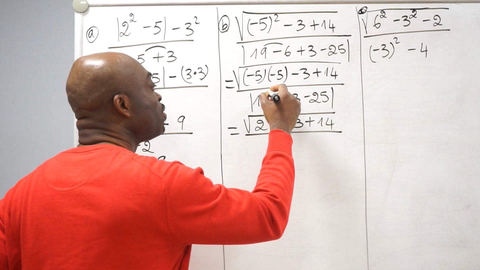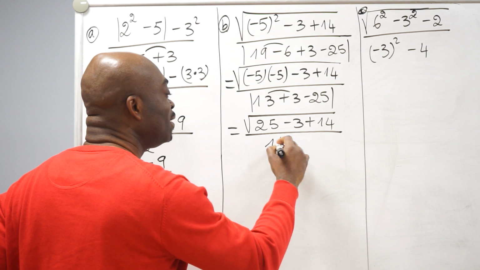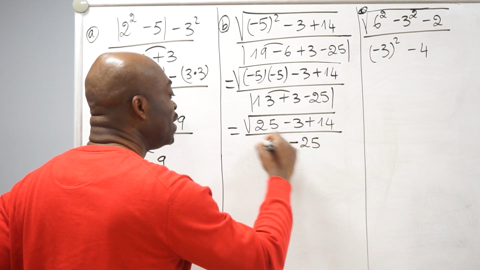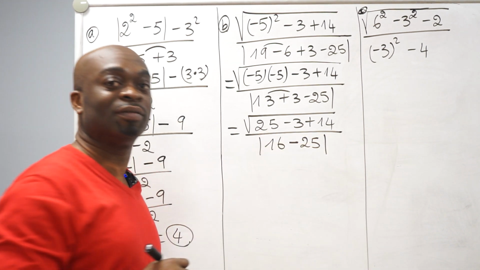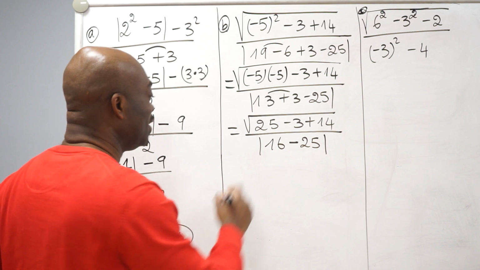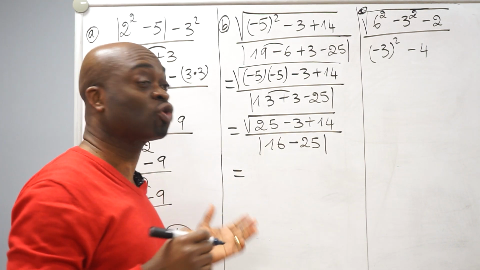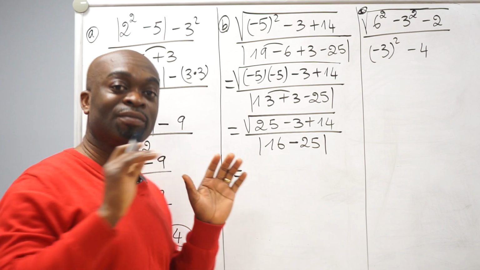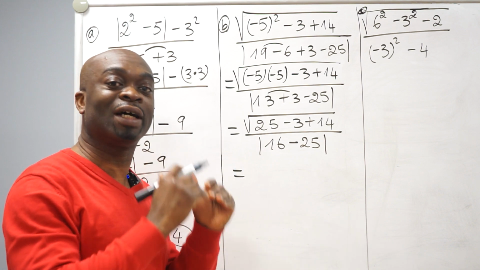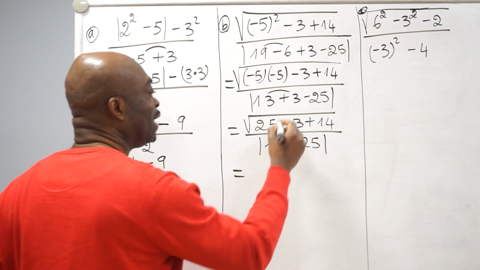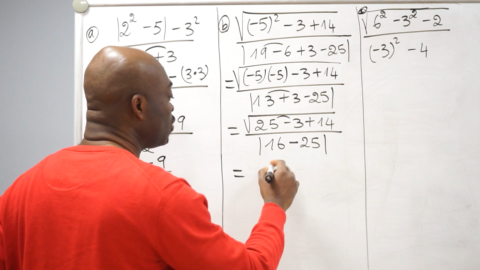So that means 13 plus 3 is what? 16 minus 25. And we bring down again the absolute value. So what's happening here? So 25 minus 3 is going to give us what? It's going to give us 22. So again, like I said, knowingly, we're going one at a time. Okay? We are not rushing right now.